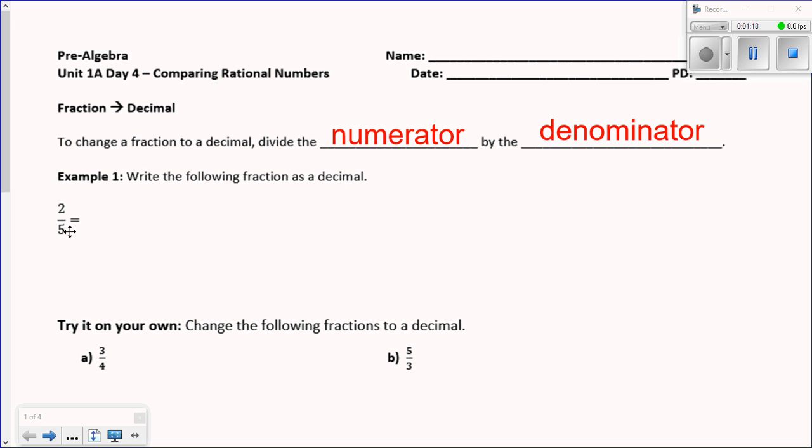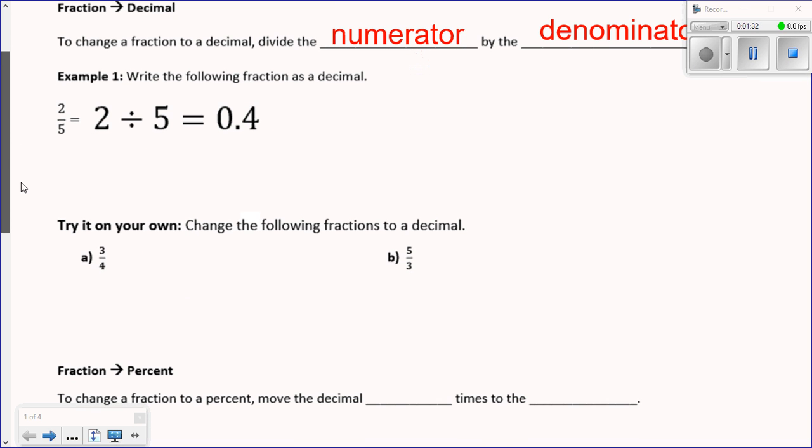So we have 2/5. To change that, we're just going to do 2 divided by 5. And we can do that in the calculator, and we get 0.4. So that's our decimal. You guys are going to try these two on your own, write them as decimals. You can pause the video or come back to it later.